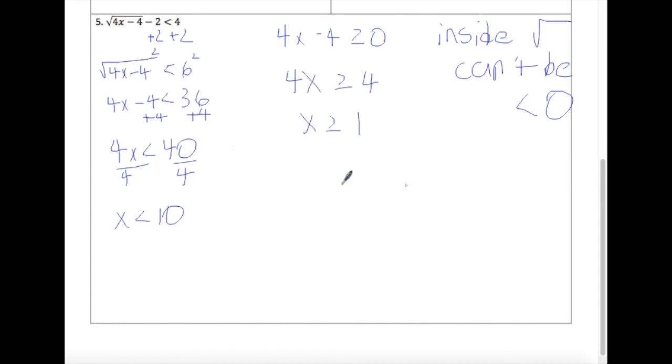So what that means is 1 is the absolute minimum value that can be inside of this square root. Because when x is 1, 4 times 1 is 4, and 4 minus 4 is 0. When x is 1, the inside of the square root is equal to 0. If x is any number less than 1, the inside of the square root is negative, and this expression doesn't exist. So what we have is x has to be greater than or equal to 1, and x has to be less than 10 to satisfy the inequality. So altogether, that comes out to x is between 1 and 10. So normally you would write that like this.